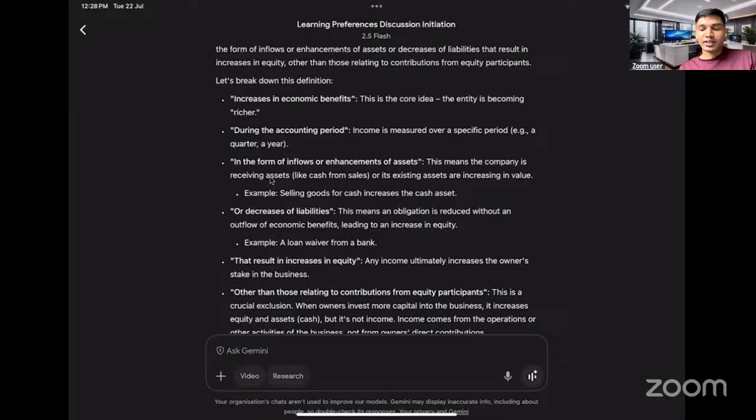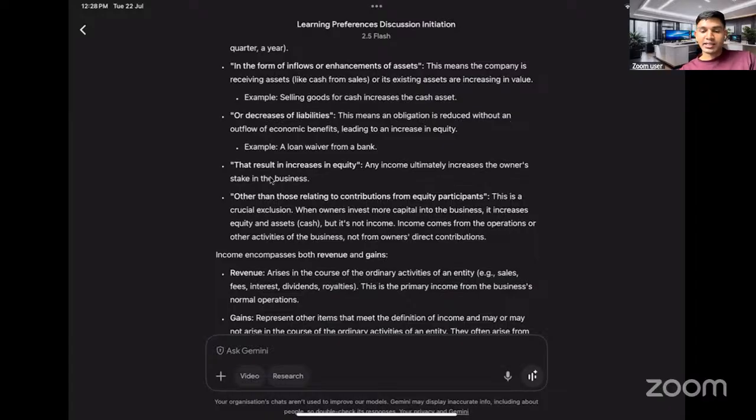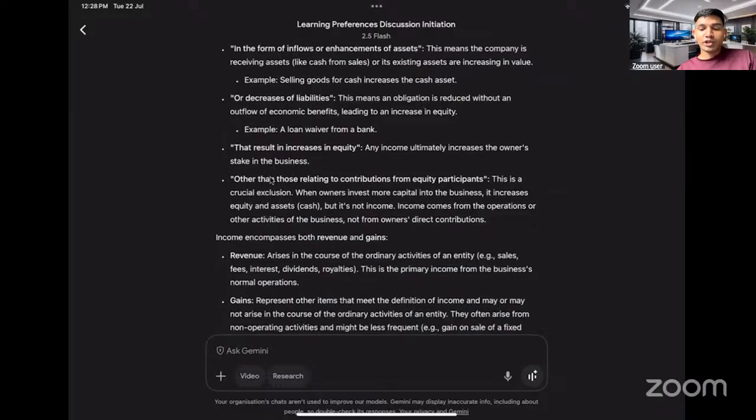This means an obligation is reduced without an outflow of economic benefits, leading to an increase in equity, for example, a loan waiver from a bank. That results in increase in equity. Any income ultimately increases the owner's stake in the business, other than those relating to contribution from equity participants. This is a crucial exclusion. When owners invest more capital into the business, it increases equity and assets, cash, but it's not income. Income comes from operations or other activities of the business, not from owners' direct contribution.